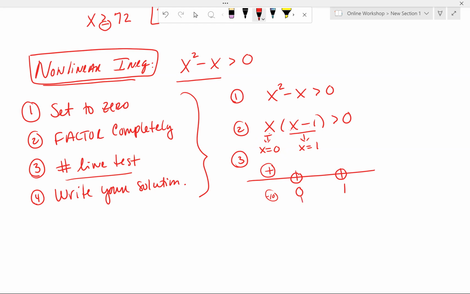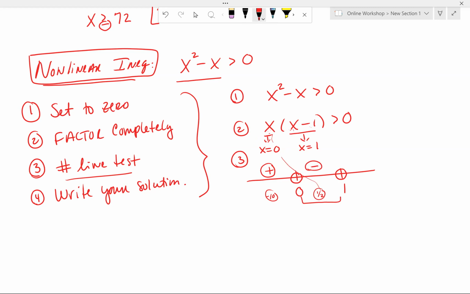Now pick any number for x between 0 and 1. Well, how about a half? If I put a half in here for x, I obviously get a positive, and a half minus 1 is a -1/2, and a positive times a negative is a negative.